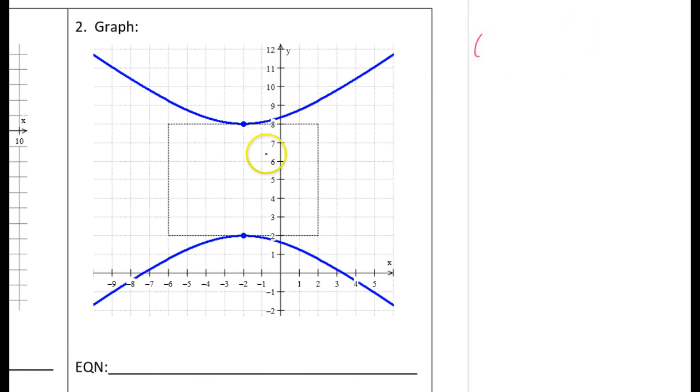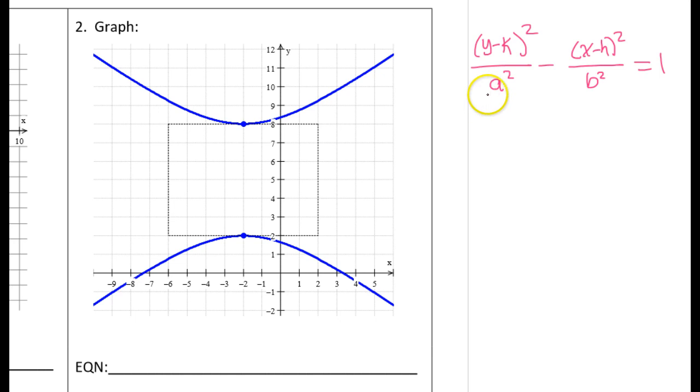Well, actually, this is vertical. So that tells me that the y term is going to go first. So I'm going to go ahead and put my y minus k squared first. And then it's always going to be a minus right here. And then x minus h squared. And then equals 1. Okay, and then we have a squared and we have b squared.